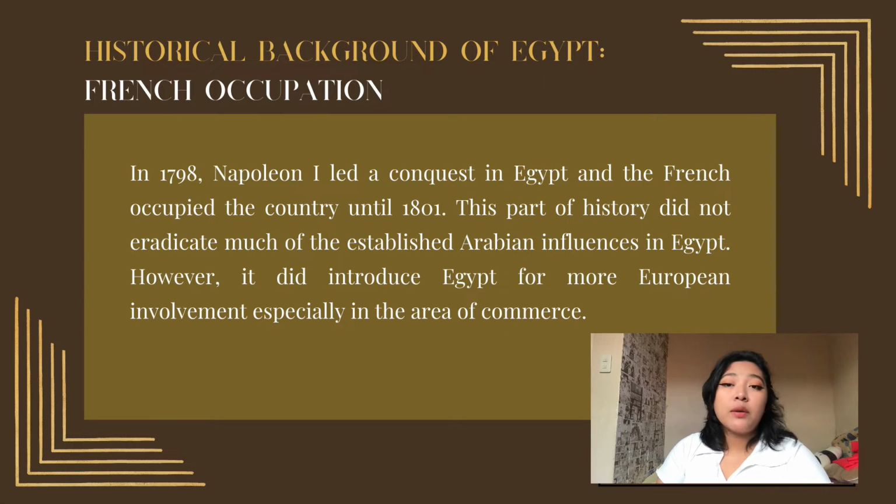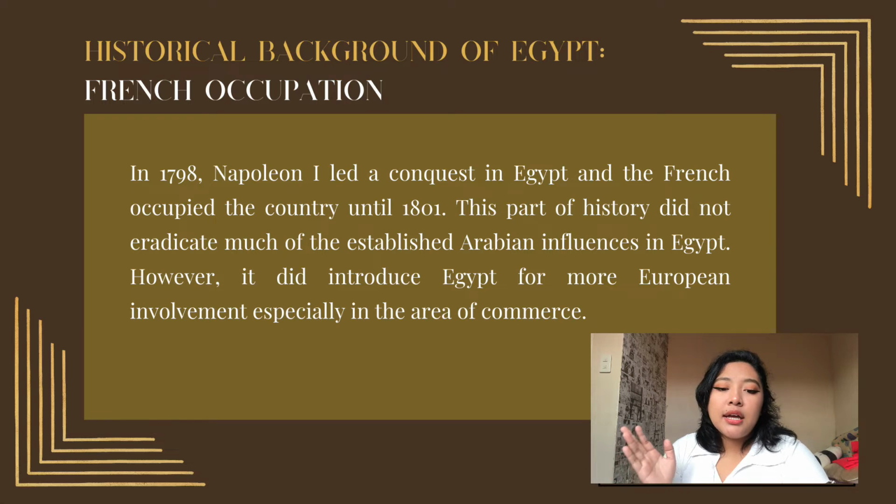Following that is the French occupation. In 1798, Napoleon I led the conquest in Egypt, and the French occupied the country until 1801. This part of history did not eradicate much of the established Arabian influences in Egypt. However, it did introduce Egypt to more European involvement, especially in the area of commerce, meaning to say, the country of Egypt became more open to trade with other countries in Europe, such as the United Kingdom and other English-speaking nations.